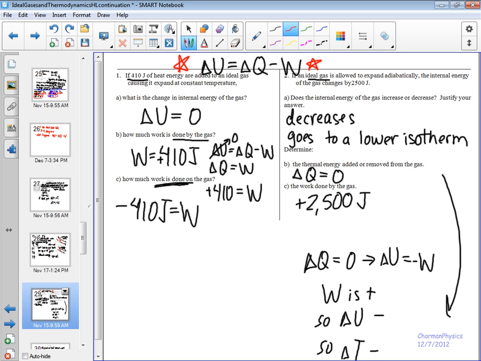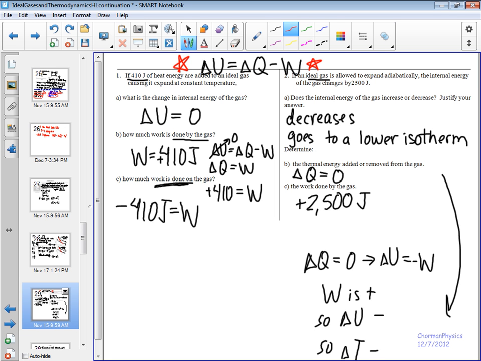So we know here that we have an isothermal heat addition. How much work is done by the gas? It's going to be an isothermal expansion, okay? Since delta Q must be equal to the work, we have 410 joules worth of work being done. And then the question is, how much work is done on the gas? Well, since we've reversed our phrasing, it's negative 410 joules, since the gas is doing the work. It's just telling us the direction is opposite to the way we were saying it.